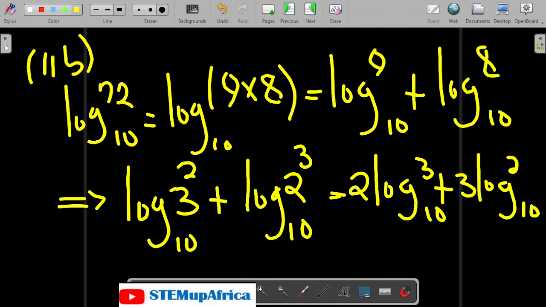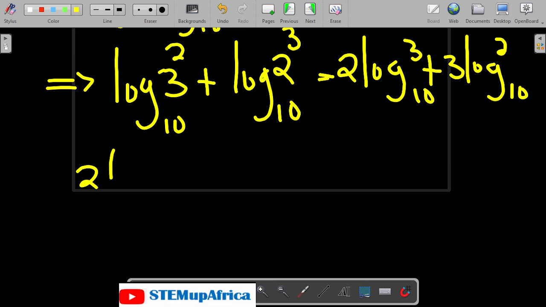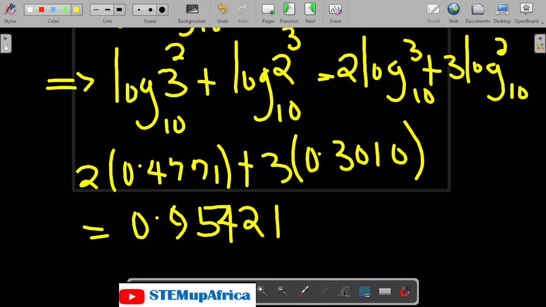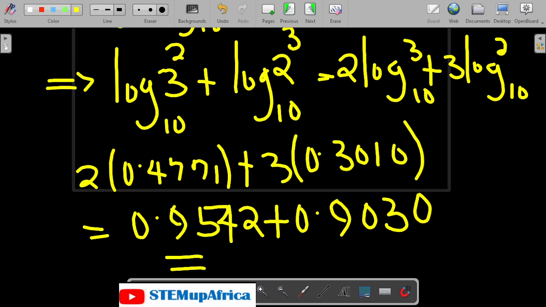And they gave us the value of log 3 and the value of log 2. So I'm having 2 in bracket 0.4771 plus 3 in bracket 0.3010. So I multiply, what am I having? 0.4771 times 2 will give me 0.9542. And 3 times 0.3010 will give me 0.9030. Adding them, I'm going to have 1.8572. This is now the value of log 72 in base 10.